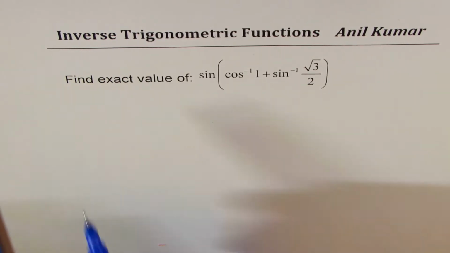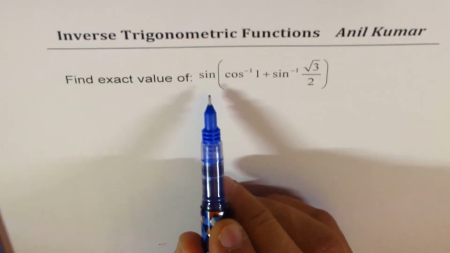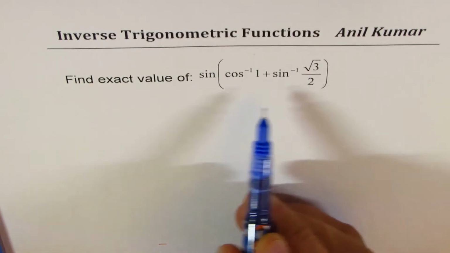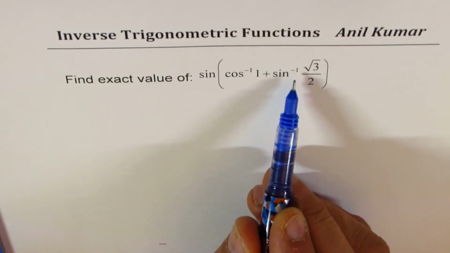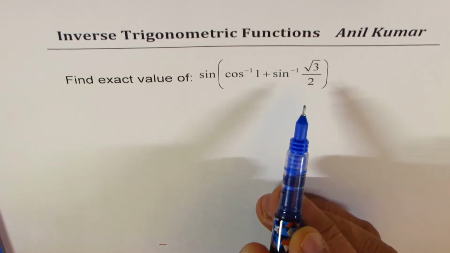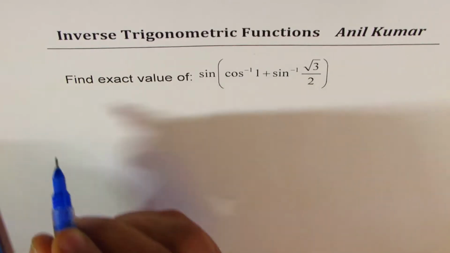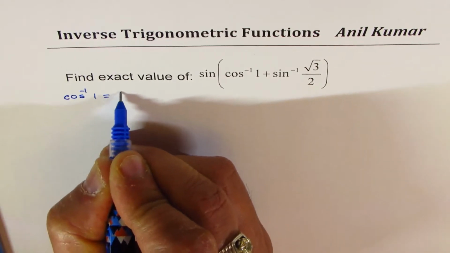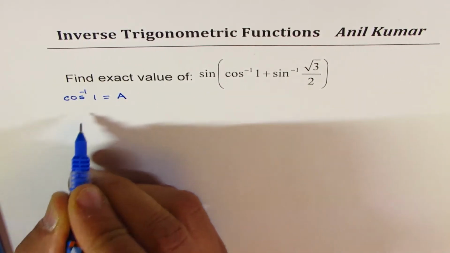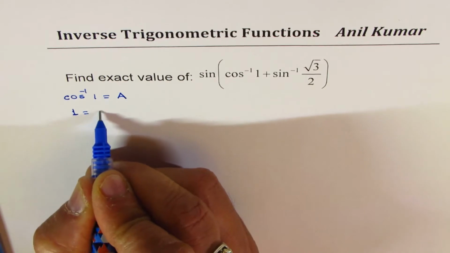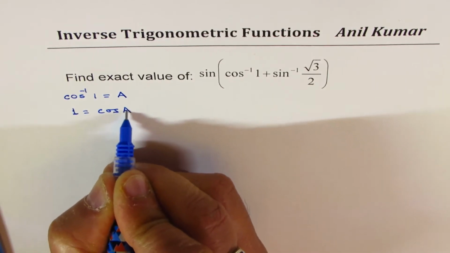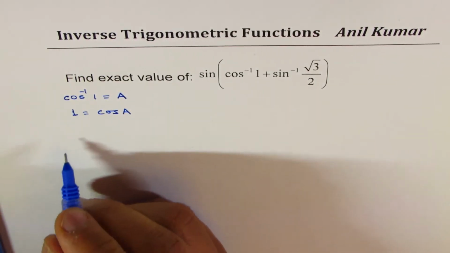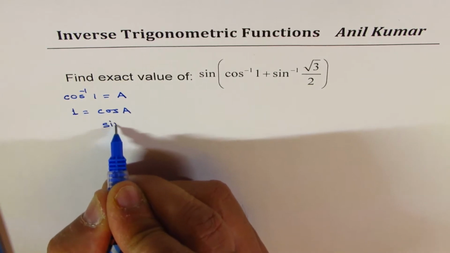The question is: find the exact value of sine within brackets cos inverse of 1 plus sine inverse of square root 3 over 2. So we could write cos inverse of 1 as, let us say, A. In that case, 1 is equal to cos A. If 1 is cos A, what is sin A?